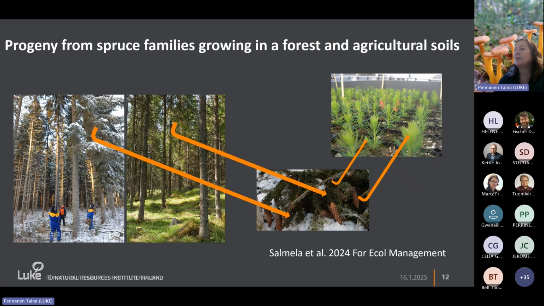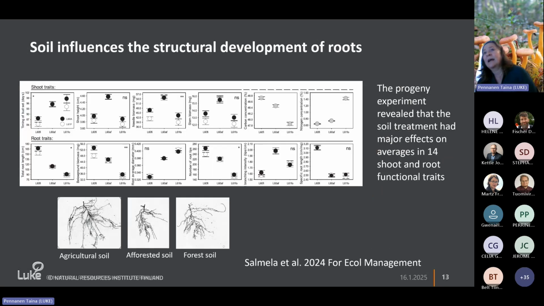Then we had another, more recent experiment, where we had a spruce population, the same families, growing in previous agricultural soil and previous forest soil. We collected cones from trees in both, sowed the seeds, planted them again and grew them as small seedlings, and then compared the seedlings. Shortly, we again saw exactly the same: the soil had a major impact on the shoot traits and root traits.